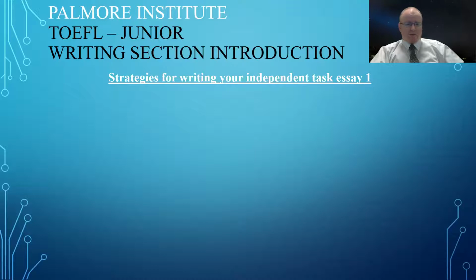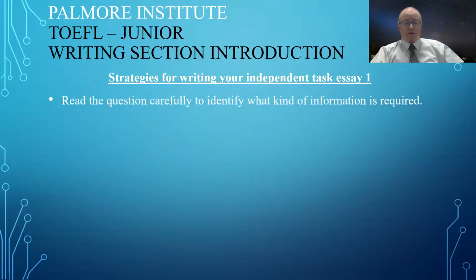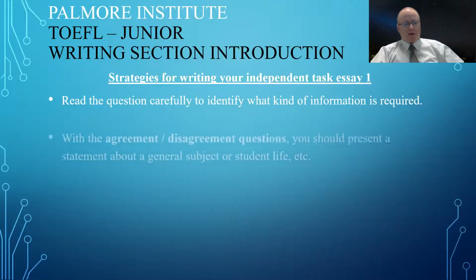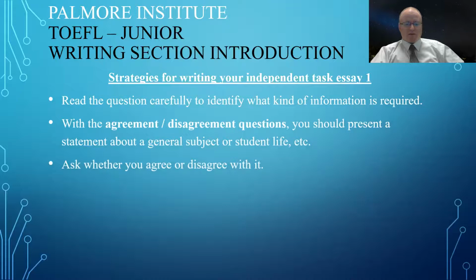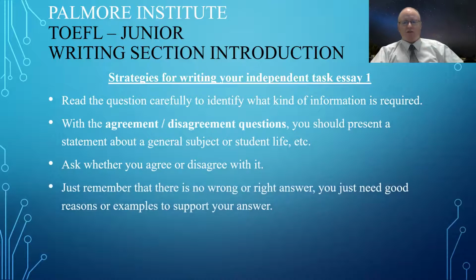Okay. As for strategies for writing your independent task essay, first of all, read the question carefully to identify what kind of information is required. With the agreement or disagreement questions, you should present a statement about a general subject or student life, etc. And ask whether you agree or disagree with it. You have to choose one or the other. And just remember, there's no wrong or right answer. You just need good reasons or examples to support your answer.